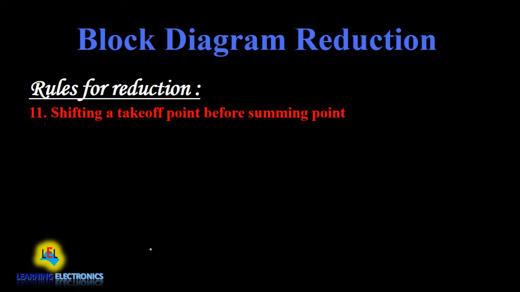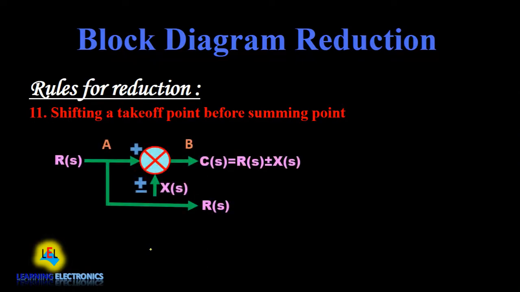Next one is shifting a takeoff point before a summing point. So we shift this takeoff point at A to the position B before the summing point. So the value of this branch, R(s), should not change. The R(s) should come as R(s) only.